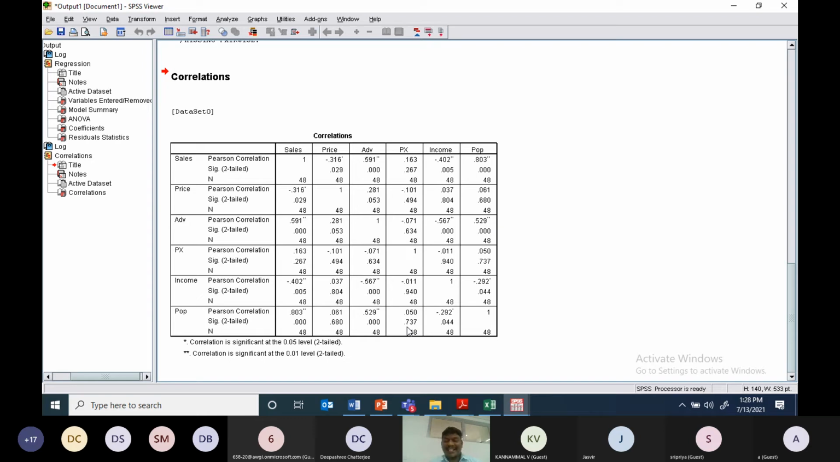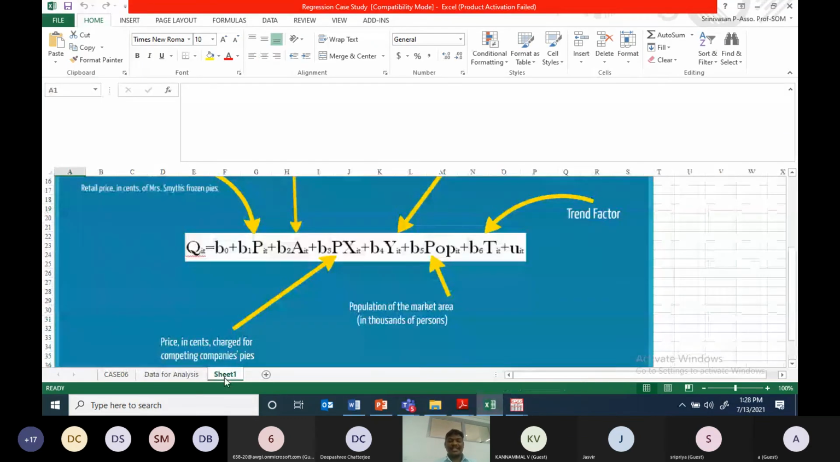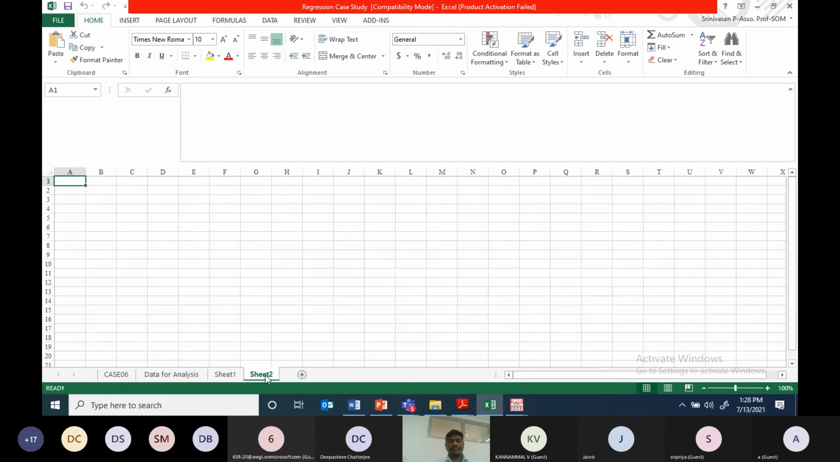Okay, see, let's say one example I'll give you in this case. Let's say GDP. I have taken GDP. Okay, here GDP. Next variable, export. I have taken export. Then I have taken exchange rate.